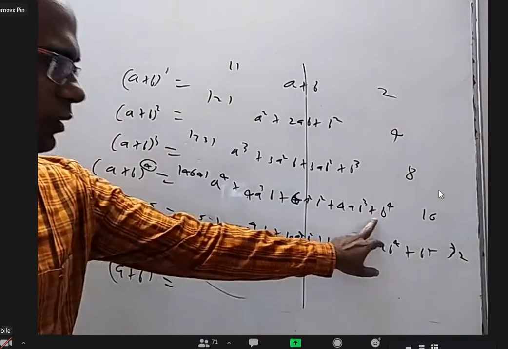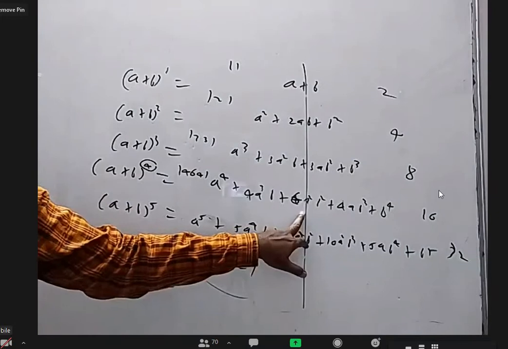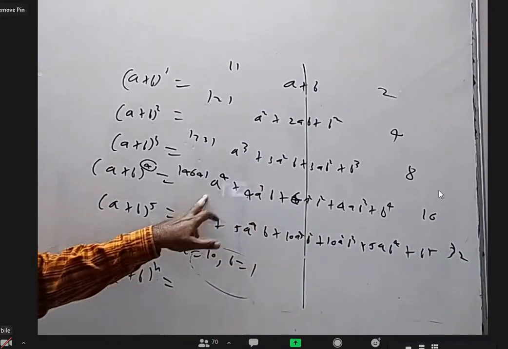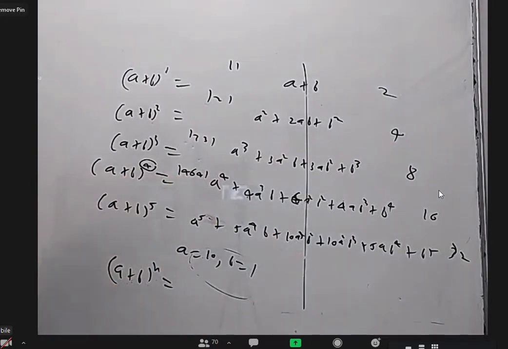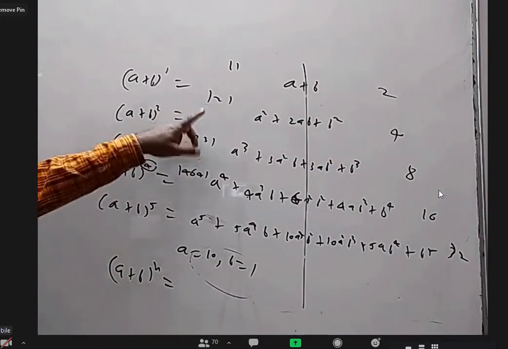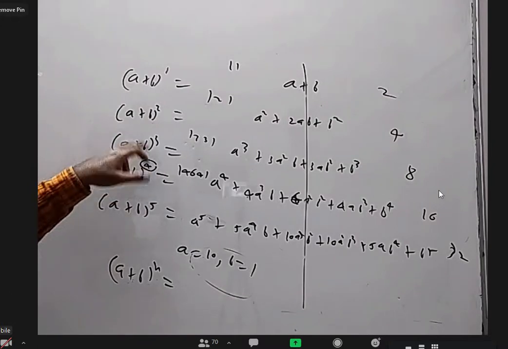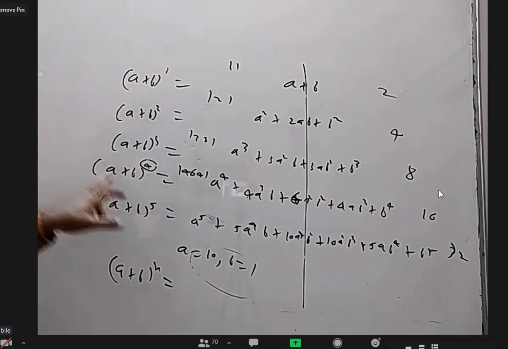This will become 1. This will become 4 into 10, 6 into 10 square, 4 into 10 cube. These are like 10, 10 square, 10 cube, 10 power 4. Are they not place values? So exactly these are the place values. And here when you put a equal to 10, b equal to 1, this is 11 cube, this is 11 square, this is 11 power 1, 11 power 4.